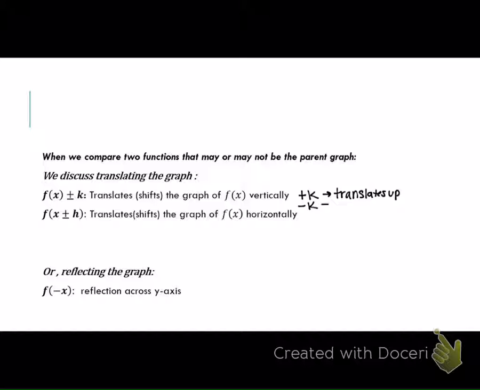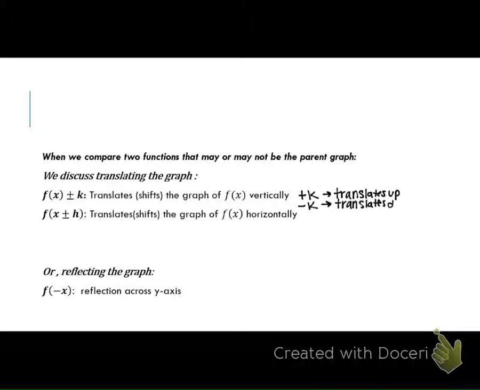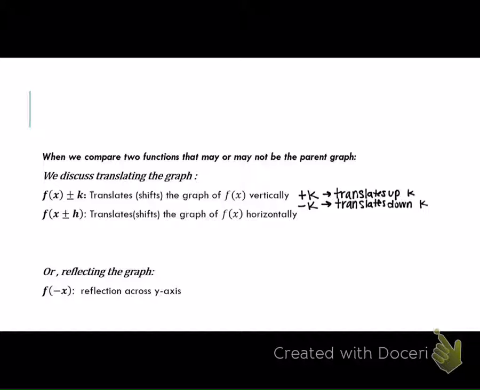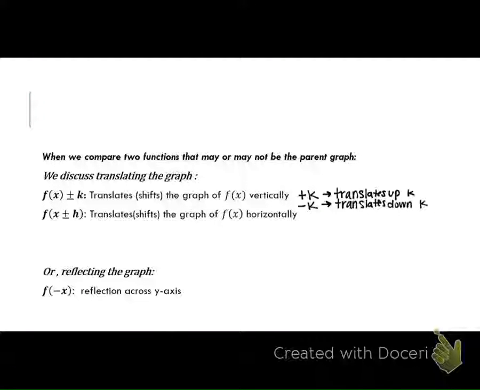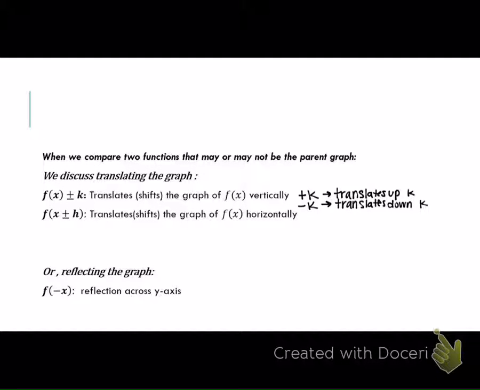If you subtract k, it translates down, meaning it shifts down. And it will shift up or down whatever k is. So k will become a number. Okay, this is really confusing. So please pay attention.